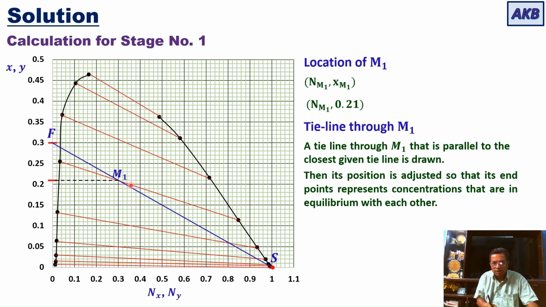So when you draw a tie line through M1 that is parallel to the closest given tie line, you then have to adjust its position so that the endpoints of the tie line represent concentrations that are in equilibrium with each other. Are you understanding it? You draw a tie line through M1 parallel to the closest given tie line, then adjust it so that the endpoints are in equilibrium with each other. For deciding this, you will need the distribution diagram.